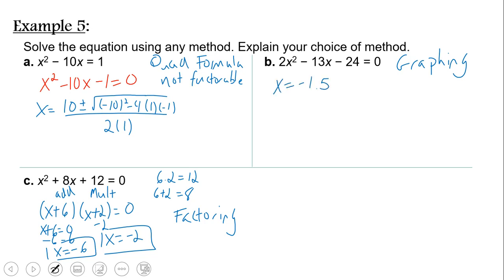-1.5, which works out nicely, which means it probably was factorable. And I'll get a second x value at, let's see, got to look at my graph, hold on. Get a second x value at 8. And these guys are my x-intercepts, which are also my solutions.